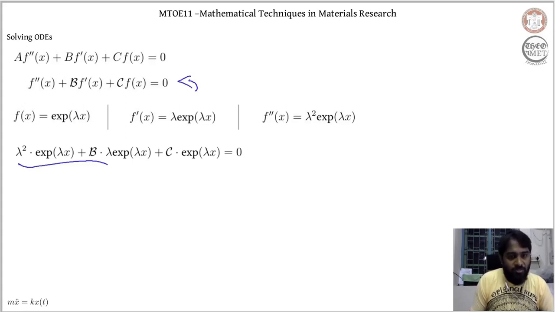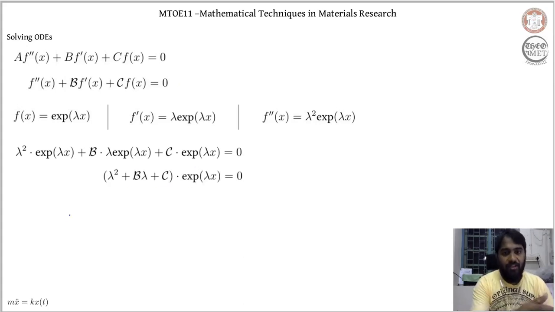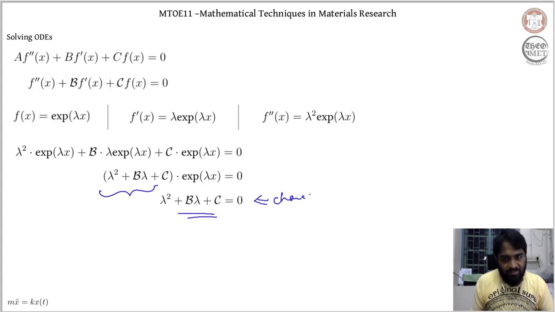Then my problem statement changes to something like this. Now of course I could rearrange this, and I will have an expression like this. Now this will be possible only when this term here is equal to 0. So this is what we refer to as the characteristic equation. When this condition is satisfied, and if I'm able to find a delta from it, then I know what my solution is going to be.